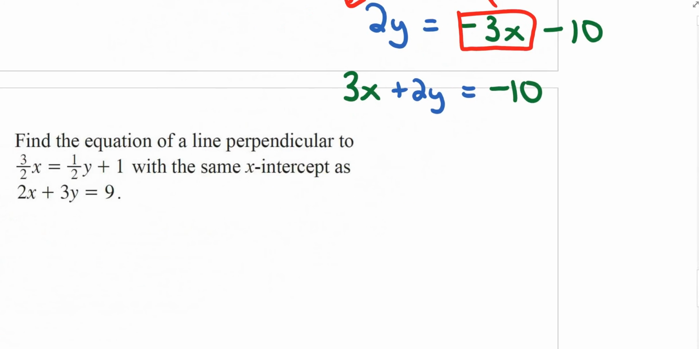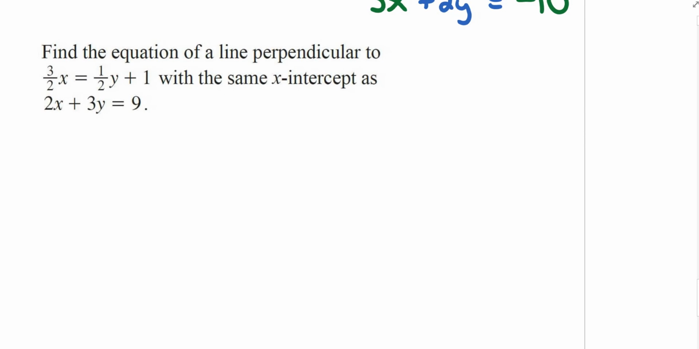Okay, great. We're almost done this homework video guide. Just one more problem. I believe this is question number 11. And another similar problem where I need to find the equation of a line. And this line is now perpendicular to this weird line, and it has the same x-intercept as that equation right there.